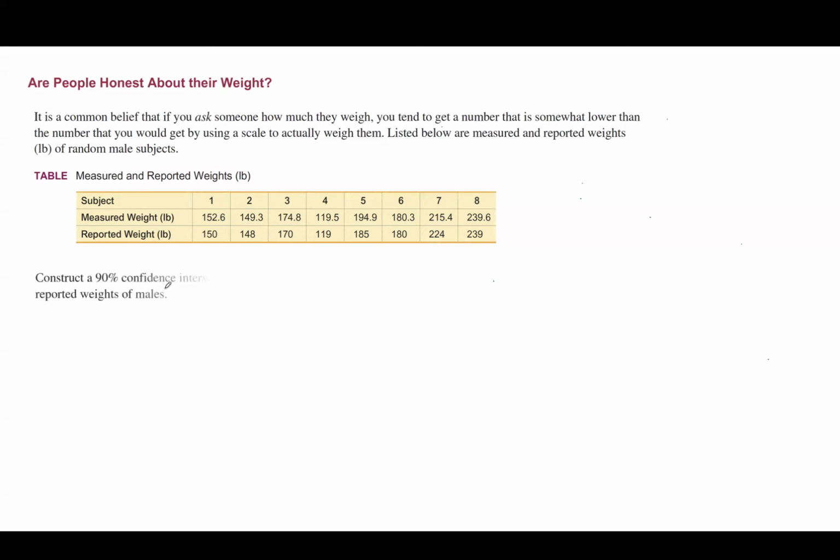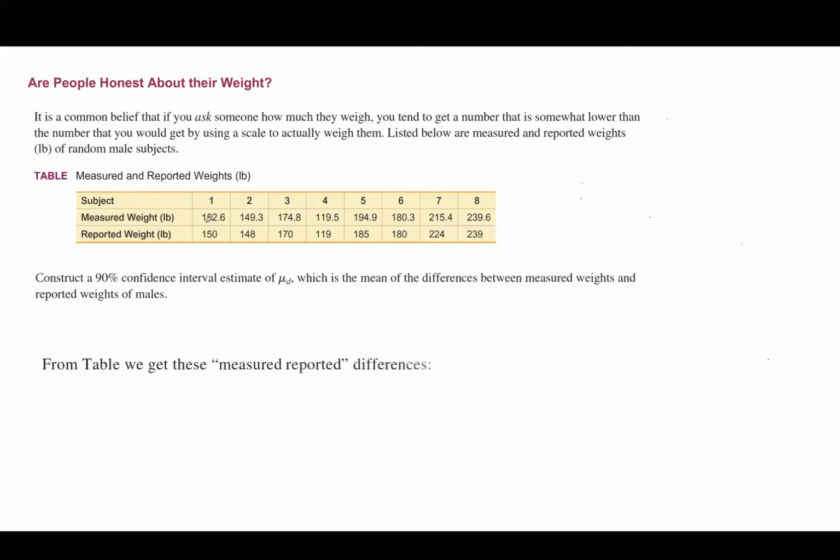We want to construct a 90% confidence interval that estimates mu sub d, which is the mean of the differences between measured weights and reported weights of males. So from the table, if we find the differences between measured weights and reported weights, these are the differences that we get.